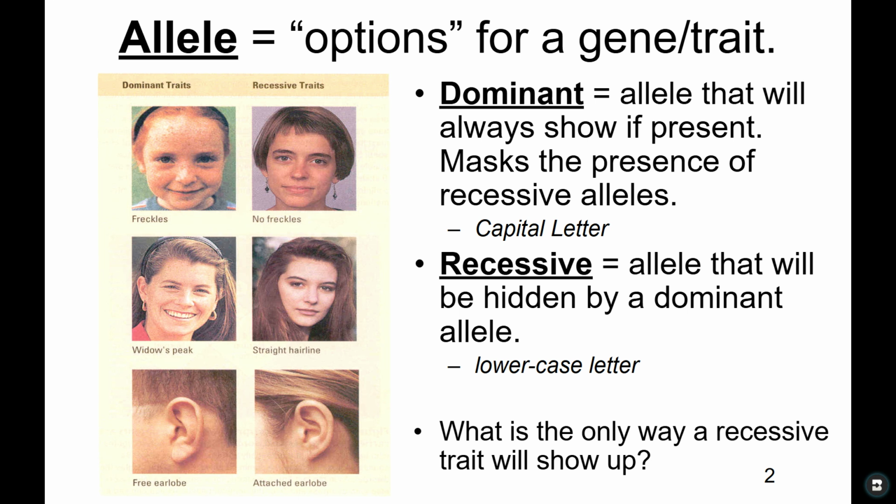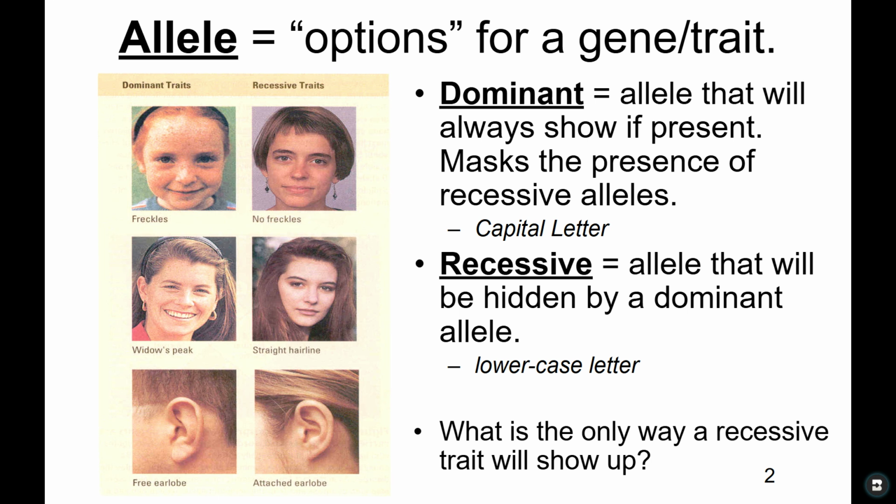Now, recessive is an allele that is hidden by the dominant allele, and we denote those by a lowercase letter. Another trait that's common in people is a widow's peak, where just in between your eyes, at the top of your hairline, it comes to a point. So there's a little point at the top of your hairline, whereas a straight hairline is recessive.